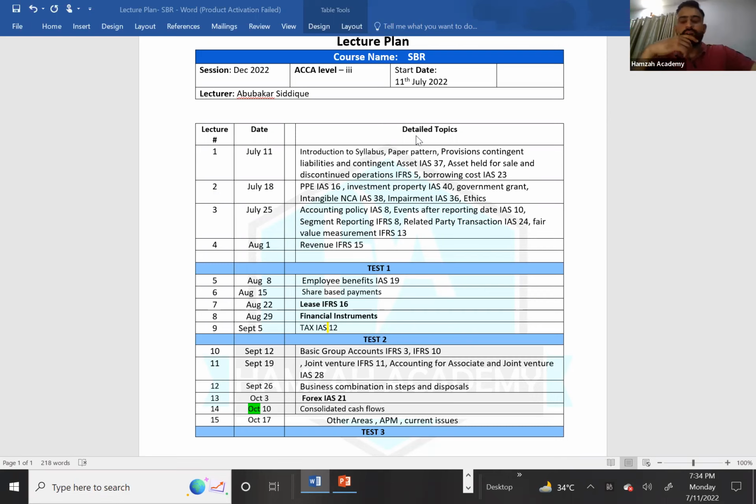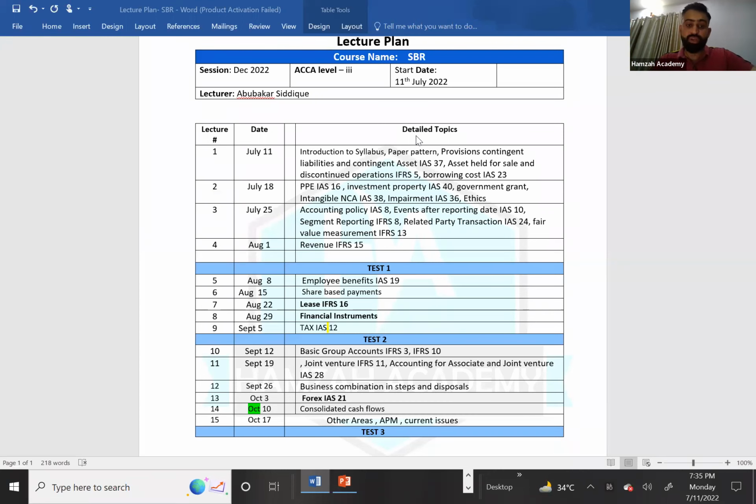Okay, so I was telling you that this paper is also going to help you a lot in your AAA paper. There will be a question, at least a question of 25 marks, which will consist of accounting standards. So this is the importance of this paper. In this paper, obviously, we are going to study accounting standards. The majority of the paper marks of SBR will be from accounting standards. Out of those, some standards we will be repeating again because we have studied them at FR level as well.